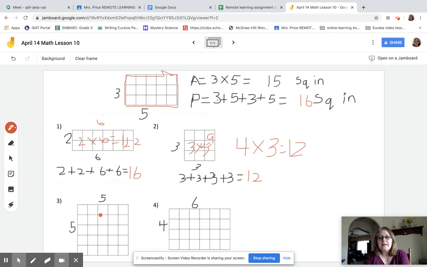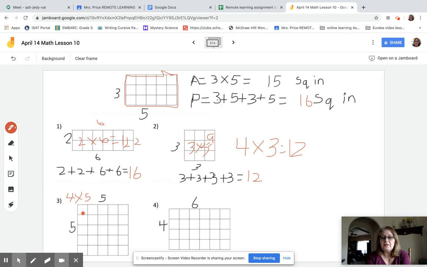Okay, and the same with this one down here. This one would be 5 times 5 is 25 would be the area, but 5 plus 5 plus 5 plus 5 would be what? 20. So perimeter on this one is going to equal 20 because we could do 4 times 5, couldn't we?